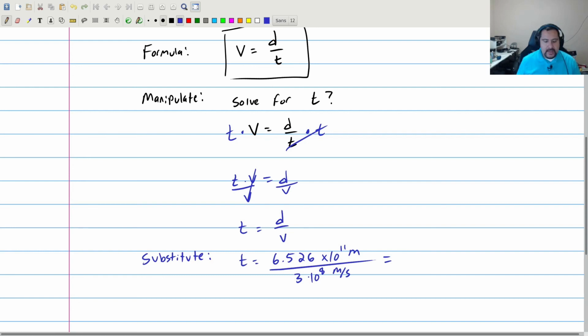we get 2,175.333 seconds. So that's going to take 2,175.333 seconds in order to get there. I'm going to divide that by 60 in order to put our time in minutes. And that is going to be equal to 36.255, round it to 36 minutes.